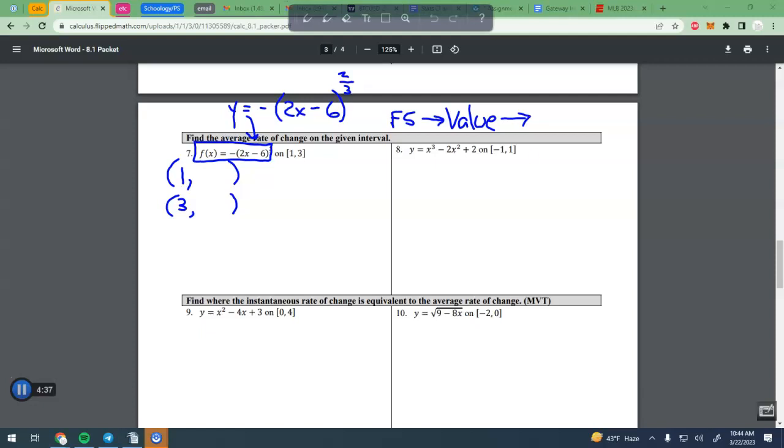Let's say 8 is no calculator. 7's calculator, 8's no calculator. You guys need more practice on -1 squared than you do on taking derivatives.